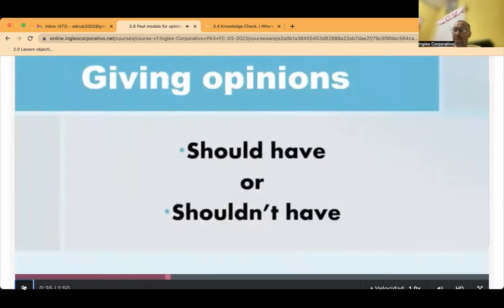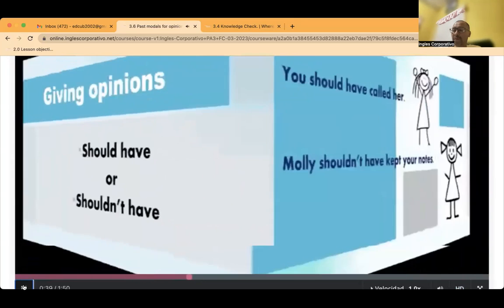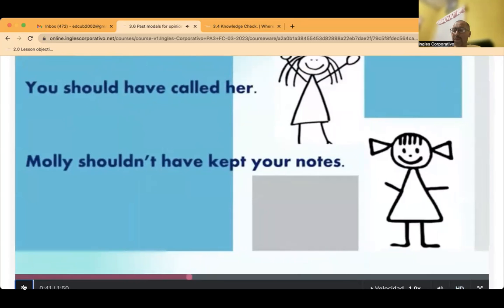Giving opinions. When giving opinions, we may use should have or shouldn't have. I will give you two sentences. You should have called her. Molly shouldn't have kept your notes. In the example, you should have called her, Molly is giving an opinion. She thinks Michi was wrong to send emails. Molly shouldn't have kept your notes. Michi is giving an opinion. She thinks Molly was wrong to keep the notes.